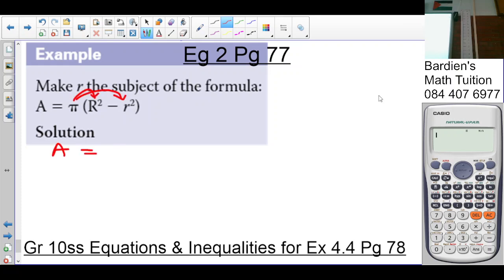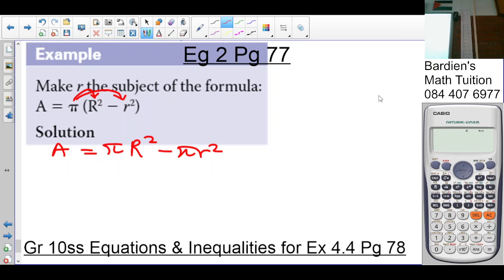So A is equal to pi r squared minus pi r squared. Not so? Right, because of the distributive law there. So it's pi times capital R squared, so pi R squared, and pi times lowercase r squared. So you get the pi r squared. Okay. Now what do we do?